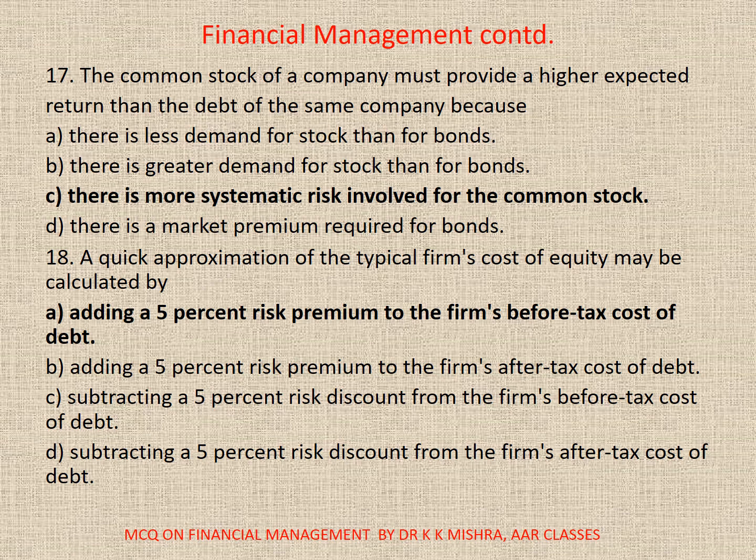17. The common stock of a company must provide a higher expected return than the debt of the same company because, the correct option is C, there is more systematic risk involved for the common stock.